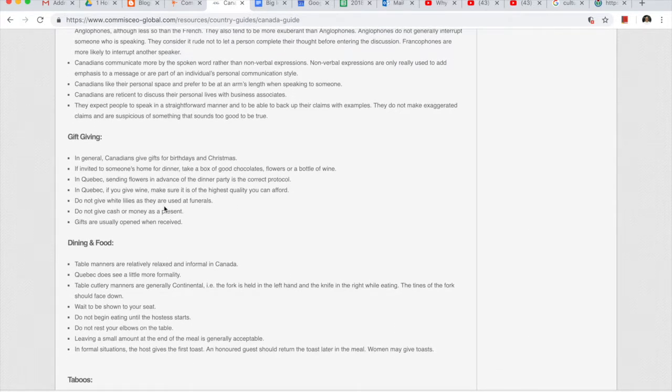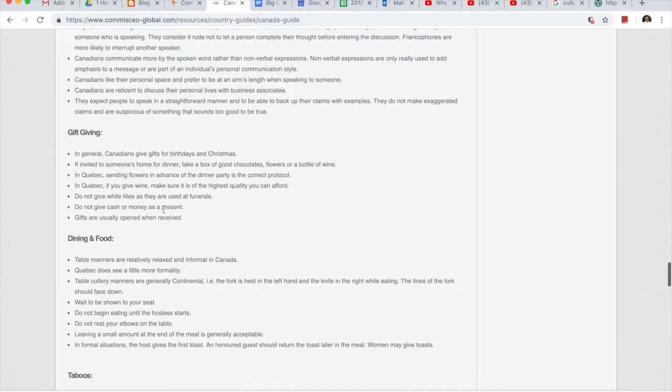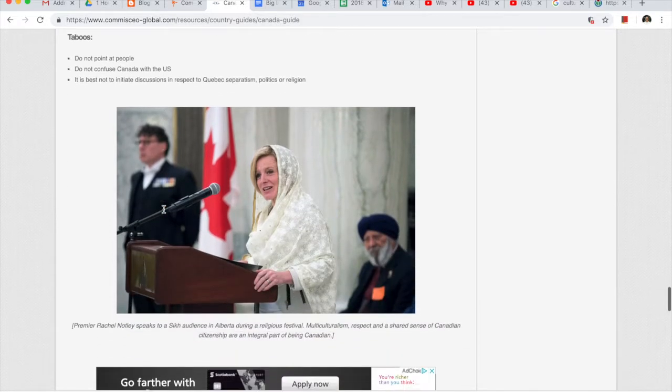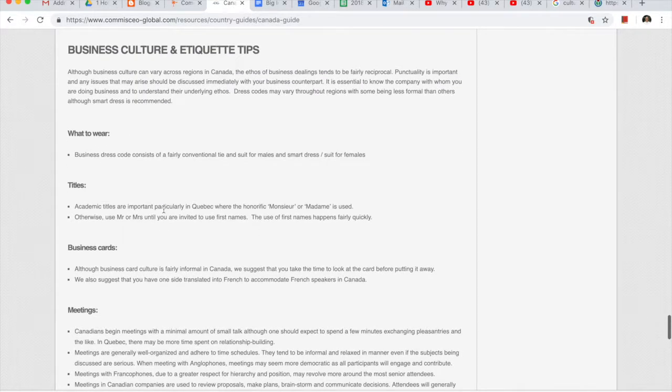Giving gifts is another one that I might ask about. Are there things to avoid, colors to avoid, flowers to avoid? Some things are only meant for weddings or funerals and things like that. Eating tips might be useful as well.